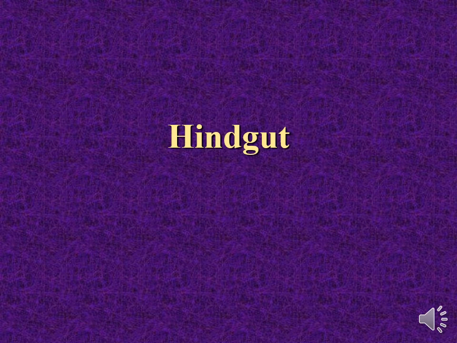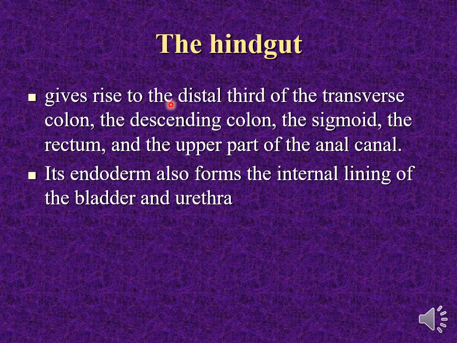Now, the hindgut. The hindgut gives rise to the distal third of the transverse colon, the descending colon, sigmoid, rectum, and the upper part of the anal canal. Its endoderm also forms the internal lining of the bladder and urethra.